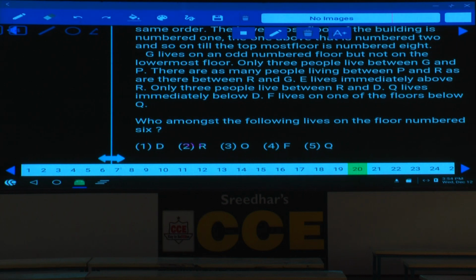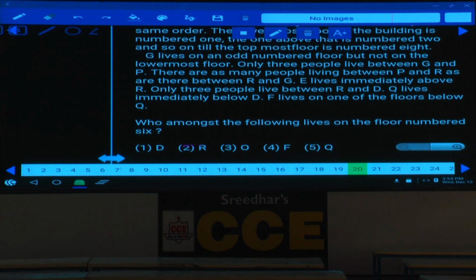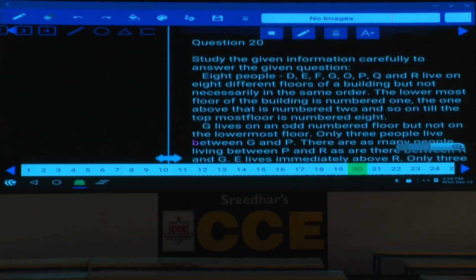Then question number 20 onwards. Now question numbers 20 to 24. Then tell me what is the reason here? Question numbers 20 to 24.